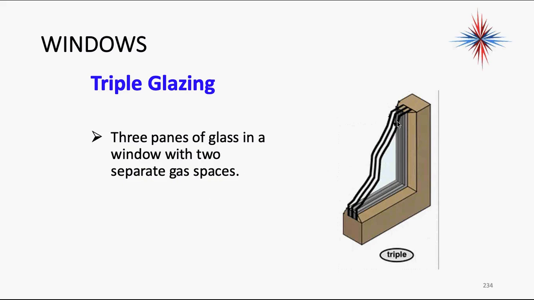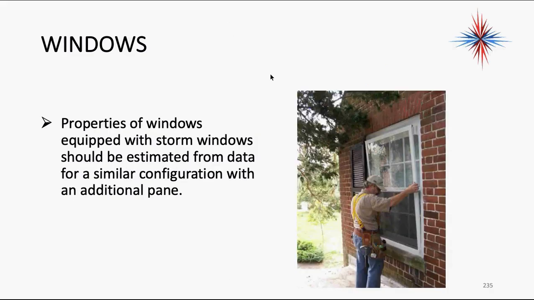There's 2 separate gas spaces. Between each set of windows, there's a gas space. We haven't even talked about what the gas is yet, because it could be an insulating type of gas. This by far starts becoming the most efficient types of windows. The triple glazed, low heat absorbing.